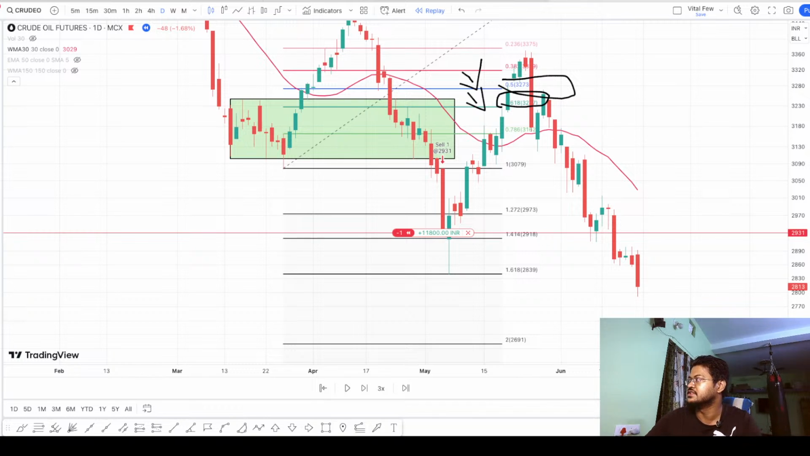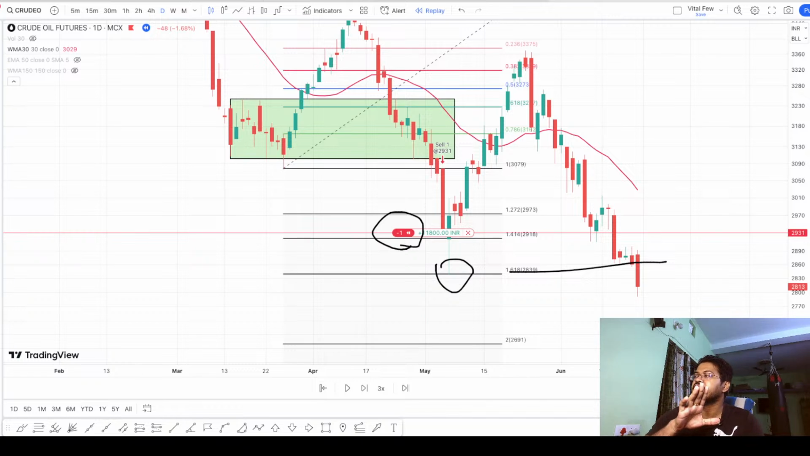Okay, you should not do this ideally, but it's okay. So now my target was this one, 1.618, which it has already touched. Okay, and if you noticed, I have initiated just one position. You can see this one, -1.